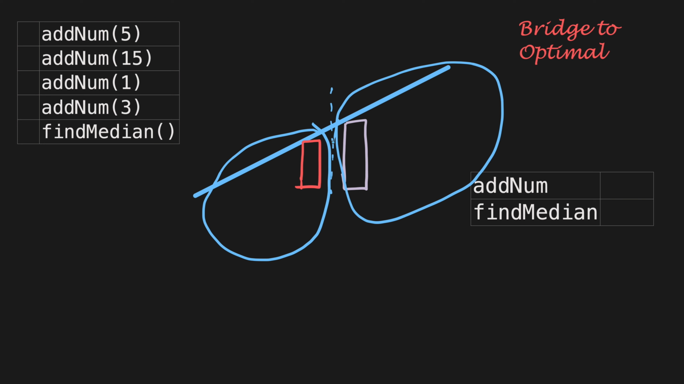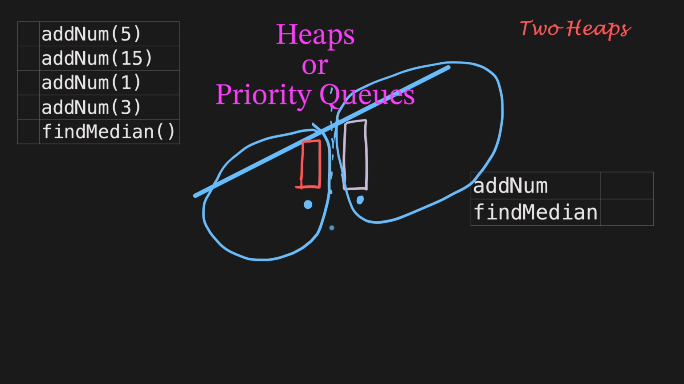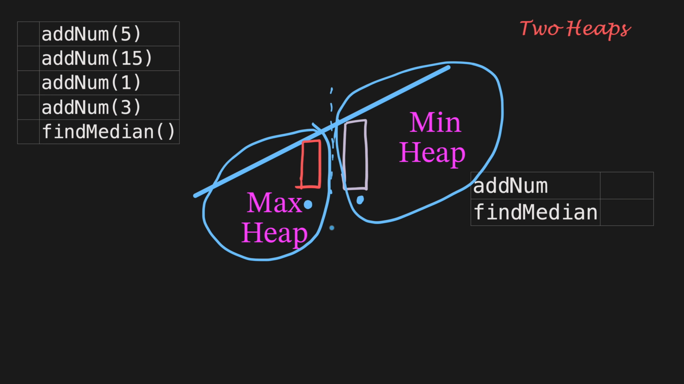So, we need a data structure that can quickly give us access to the smallest elements and the largest elements and keep them somewhat ordered without the overhead of full sorting. And what data structure is great at giving us the smallest or the largest element quickly? You would have guessed the answer by now. It is heaps or priority queues, because in a heap, say a max heap, getting the max element takes just O(1) time, and adding an element and removing the max element takes O(log n) time.